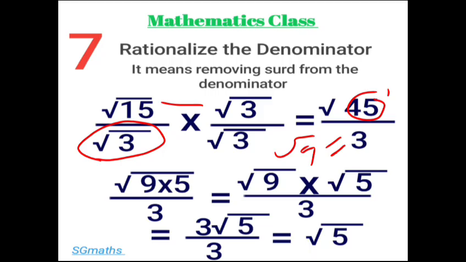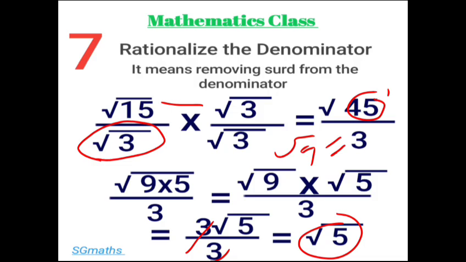So root 9 will give me 3, and then root 5, we cannot find root 5 as root 5 is a surd. So we have it to be 3 root 5 over 3. So this 3, we cancel this 3, and then we are left with what? Root 5. If you use division, it's very fast.